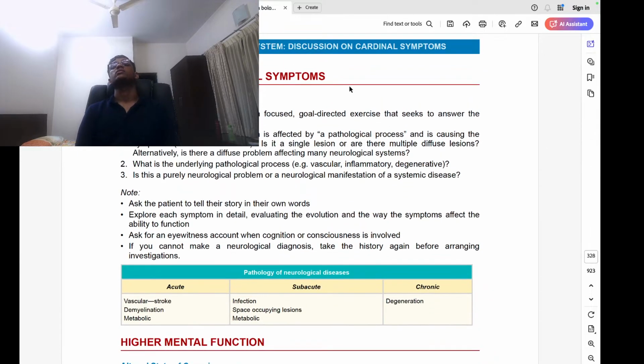Then central nervous system, discussion on the cardinal symptoms. You have to take a neurological history. The neurological history should be a focused, goal-oriented exercise that seeks to answer the following questions. Which part of the nervous system is affected by a pathological process and is causing the symptoms? Where is the lesion? Is it a single lesion or multiple diffuse lesions? Alternatively, is there a diffuse problem affecting many neurological systems? What is the underlying pathological process, for example vascular, inflammatory, degenerative? Is it a purely neurological problem or a neurological manifestation of a systemic disease?